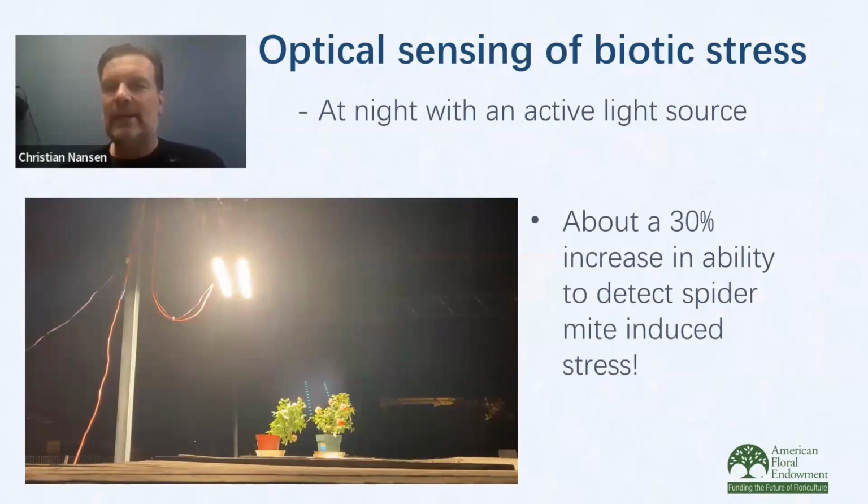But I think it still shows you that there are a lot of ways we can use imaging technology, and there are definitely reasons to consider that if we are very interested in remote sensing and we are inside a greenhouse, or even outside, why not do it at night? Why not use it when we can actually use an active light source where we can control some of that variability?